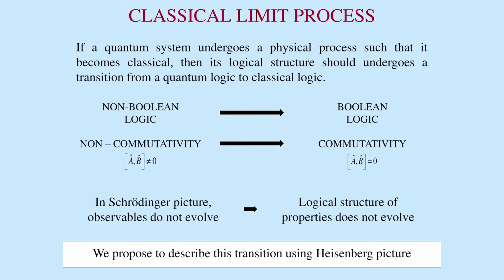Well, up to now, I have talked about the logical structure of classical properties and the logical structure of quantum properties, and now the idea is to try to describe a classical limit process, a physical process in which a quantum system goes from a quantum behavior to a classical behavior. So if a quantum system undergoes a physical process such that it becomes classical or semi-classical perhaps, then we should expect that its logical structure should also undergo a similar process, a transition from a quantum logic to a classical logic.